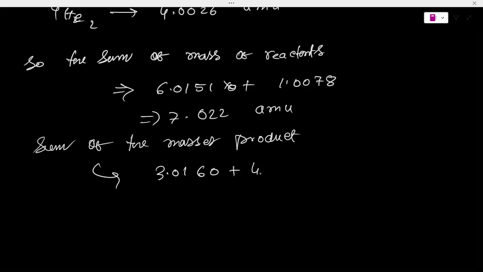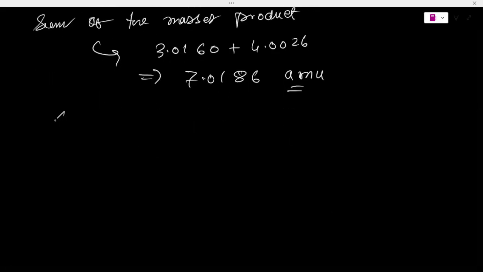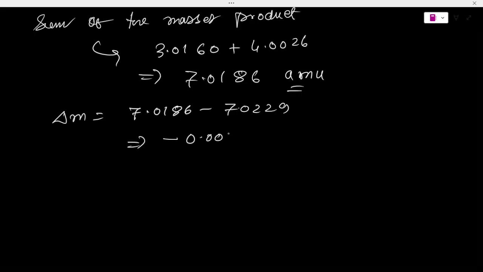3.0160 plus 4.0026, it will be around 7.0186 AMU. So delta m will be what? 7.0186 minus 7.0229. Okay, so it will be around minus 0.0043 atomic mass unit.